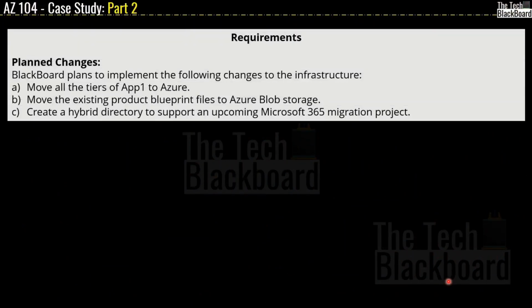Moving ahead, we have the requirements section. Here we have planned changes. Here it says that Blackboard plans to implement the following changes to the infrastructure. The first point says to move all the tiers of App1 to Azure. Then we have to move the existing product blueprint files to Azure Blob Storage. The third planned change given is to create a hybrid directory to support an upcoming Microsoft 365 migration project.